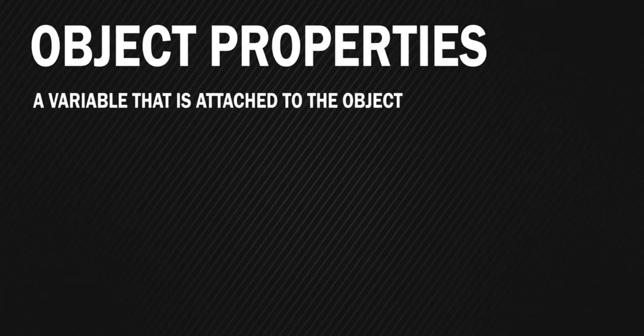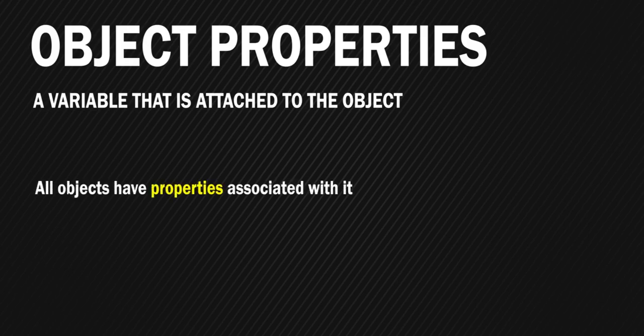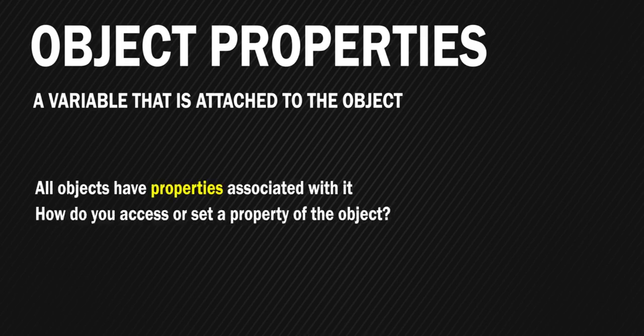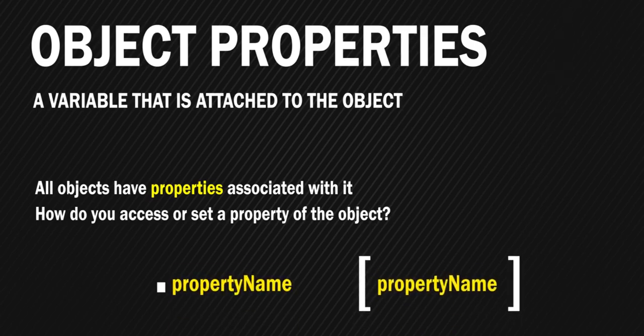All objects have properties associated with that object. How do we access a property of the object? There's two ways. The one is by using the dot notation, and then you just state the property name after the dot. And the other one is square brackets, and then you can write the property name in between it. Let me show you what I mean.